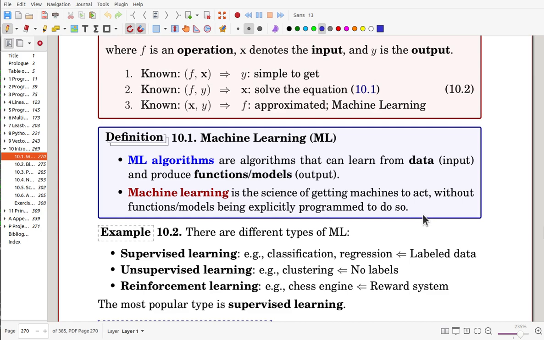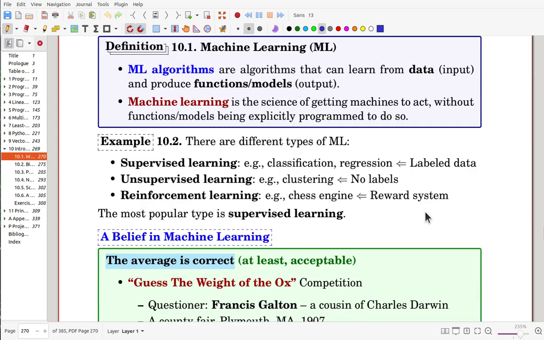There are different types of machine learning algorithms. Supervised learning: usually, in this case, we are using a labeled data set. Unsupervised learning uses no labels, as in, for example, clustering. Reinforcement learning is using a reward system. The most popular type is supervised learning, so we'll focus on supervised learning.